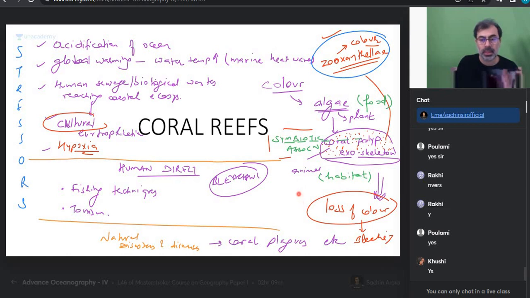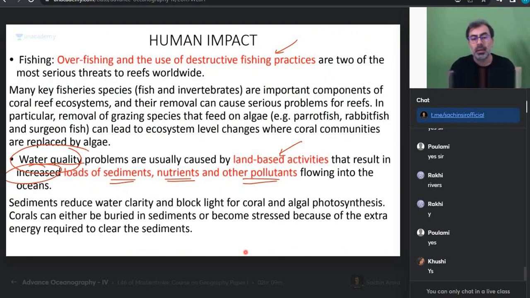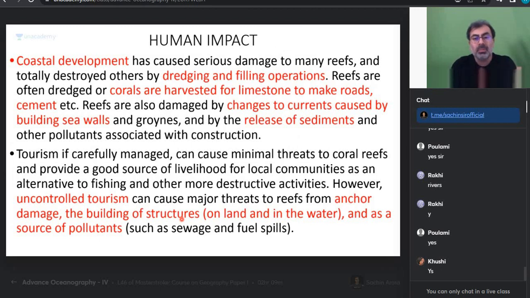So they like clear water. So when there are too many sediments and too much turbidity, they will not only choke the polyp, but they will also block the light for the algae's photosynthesis. Okay, they might get buried in the sediments, and as a result, they will die. Coastal development, dredging operations, corals are harvested for limestone to make roads. Imagine we are making roads out of those corals.